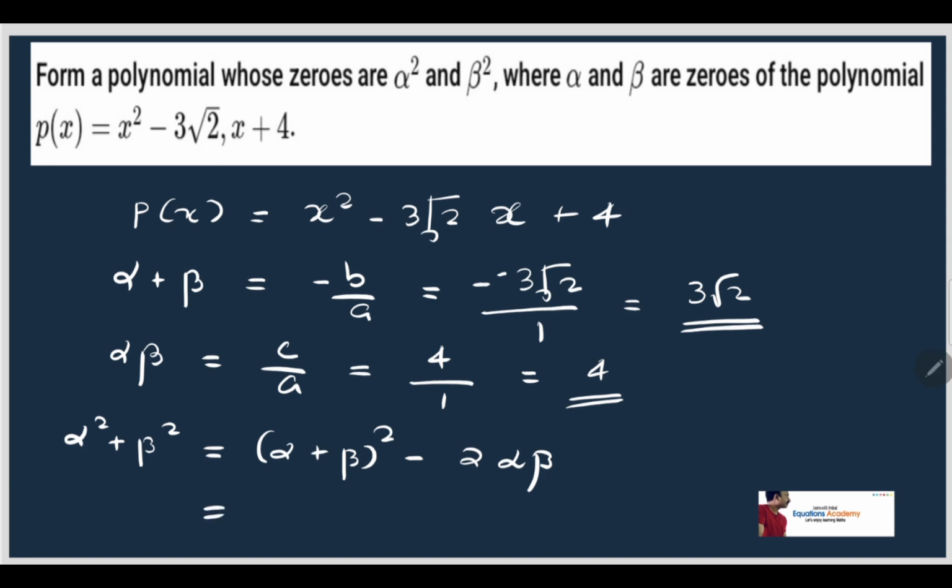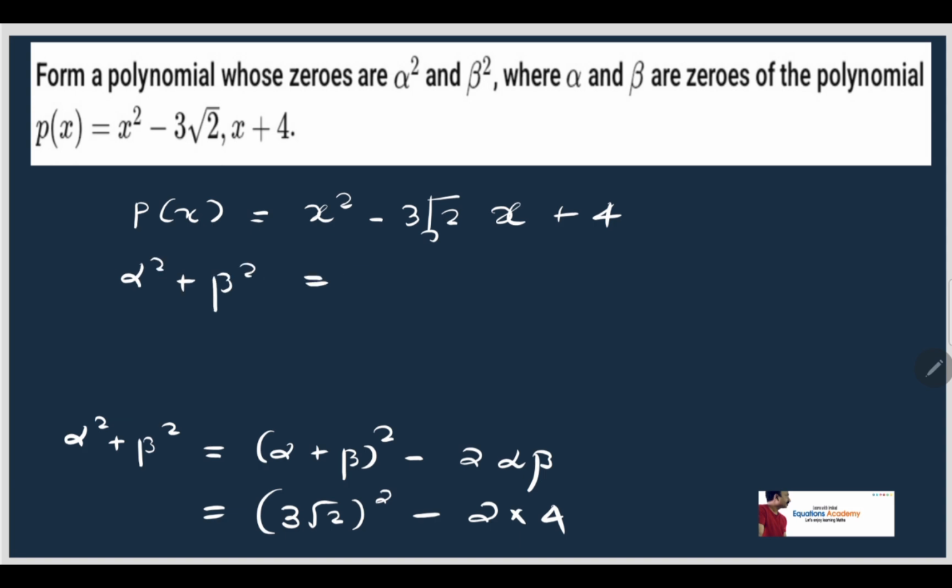We have got alpha plus beta, that is 3 root 2. So 3 root 2 whole square minus 2 alpha beta. 2 into alpha beta, we have also got, that is 4. So 3 root 2 whole square minus 2 into 4. 3 root 2 the whole square: 3 square is 9, root 2 whole square is 2. So 9 into 2 is 18 minus 2 into 4 is 8. So we got 18 minus 8, which is equal to 10. So alpha square plus beta square is equal to 10.